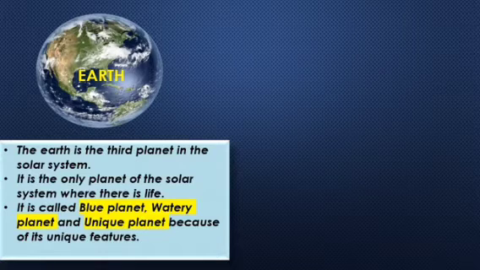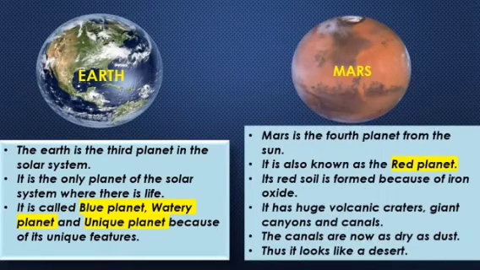The fourth planet, Mars. Mars is the fourth planet from the Sun. It is also known as red planet. Its red soil is formed because of iron oxide. It has huge volcanic craters, giant canyons, and canals. The canals are now as dry as dust. Thus, it looks like a desert. Mars is also called a red planet. Why? Because of the red soil formed on the surface.